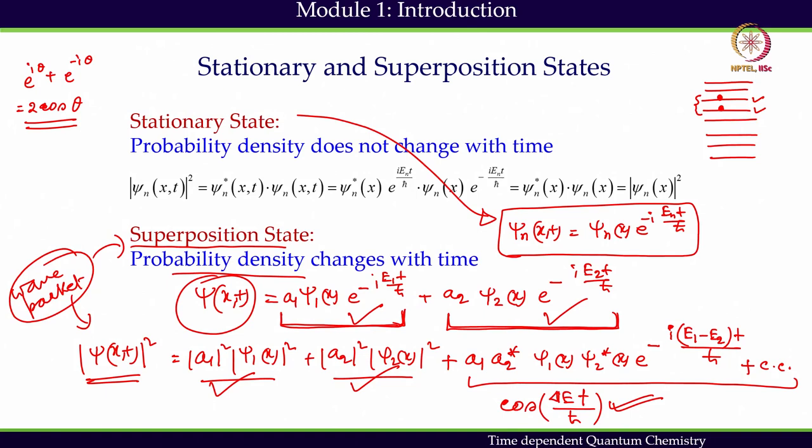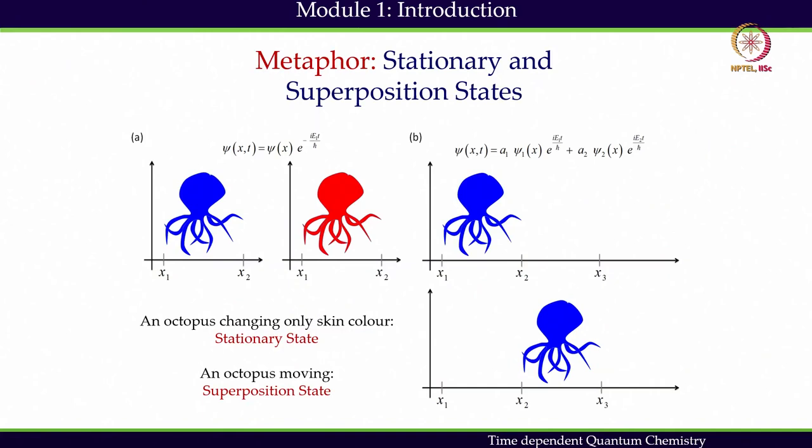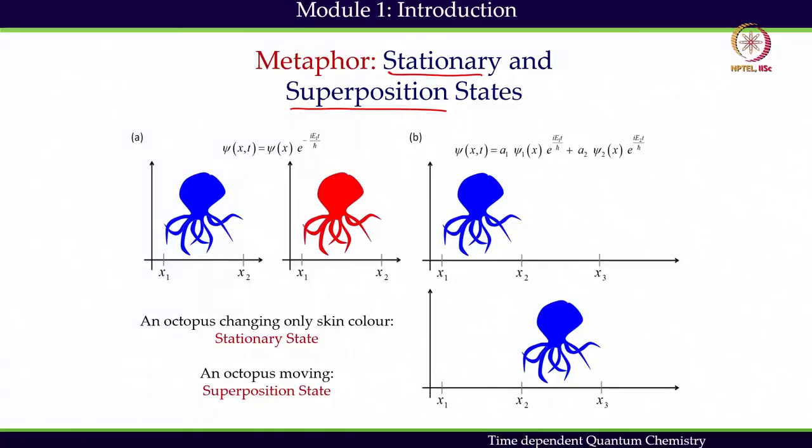What we'll do, we'll just quickly give a metaphor. This kind of example is not directly related, but we get to understand the meaning of stationary and superposition states in quantum mechanics. We all know that an octopus can change skin color to adapt to its local environment so that we cannot recognize it. And that's the kind of protecting ability nature has given to the species octopus. Now let's assume that the octopus is staying localized in this space between X1 and X2. And the octopus is changing the color. That's exactly what the octopus is doing. It's not moving. It's staying at the same place, but changing the color periodically, let's say.